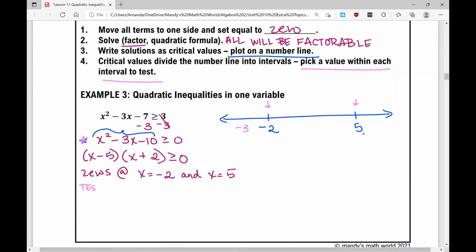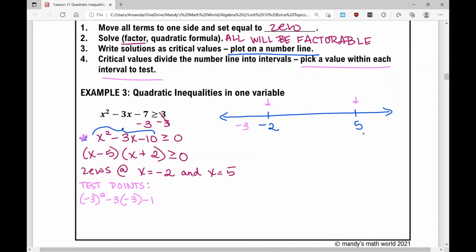So I'm going to write test points right here. And we're going to test the point -3. So that's going to be -3 squared minus 3 times -3 minus 10. The question is, is it greater than or equal to 0? And actually, if you want, you could put it in the original inequality right there, and you could do -7. Is it greater than or equal to 3?